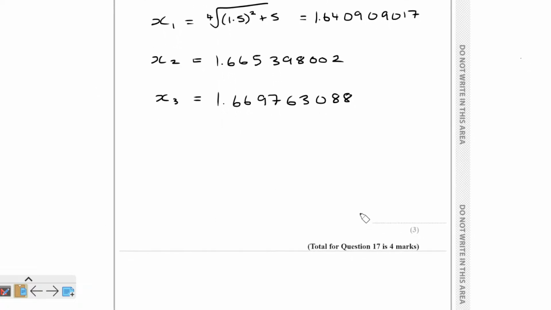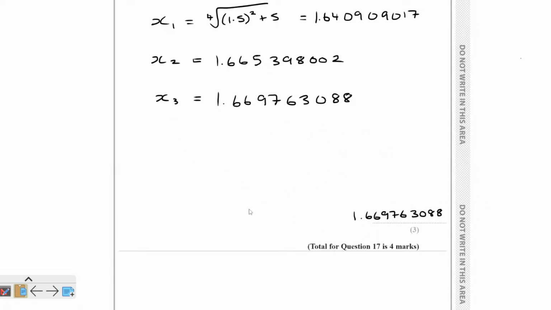So my estimate is 1.669763088. Sometimes they just ask for the values of x1, x2, x3, and that's your answer. Sometimes they ask for an estimate, one answer.